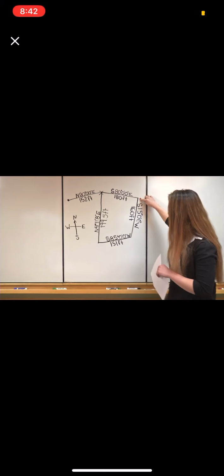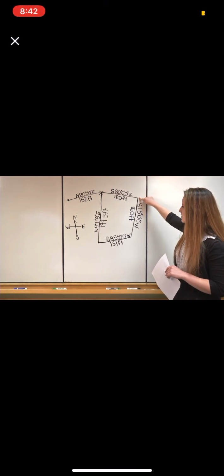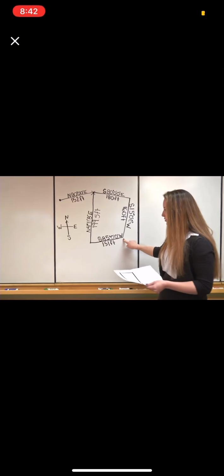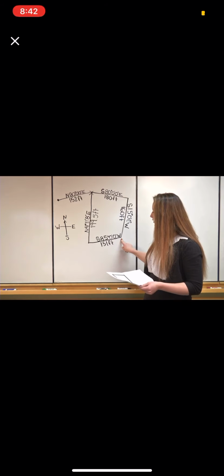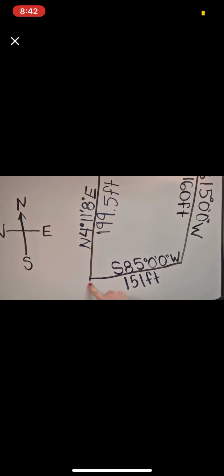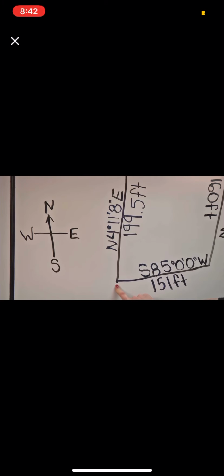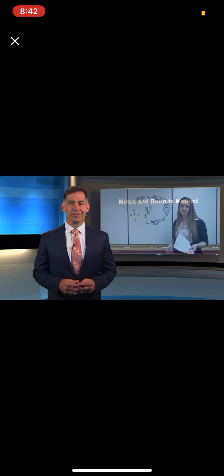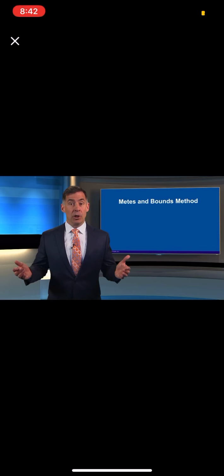In our description, we're going to go southeast at 80 degrees for 180 feet. Then, at 15 degrees southwest, we're going to walk 160 feet. Then, according to our description, we're going southwest 85 degrees for 151 feet. And the last portion says that we go northeast at 4 degrees, 11 minutes, 8 seconds for 199.5 feet. Then we end at our point of beginning. This gives you a good idea of the size of the lot when all you see is dirt. Metes and bounds description. Pretty simple.